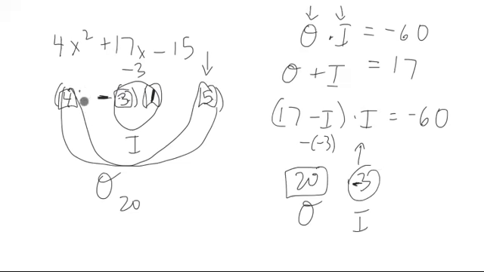And we have just factored it if we put in our x's and a plus, and we're done. So it's 4x minus 3 times quantity x plus 5. And we have just factored the polynomial.